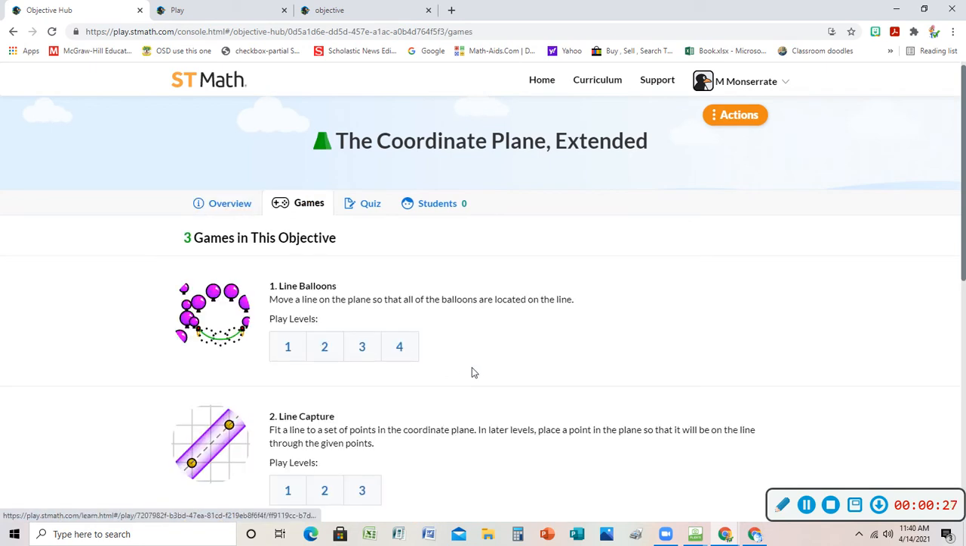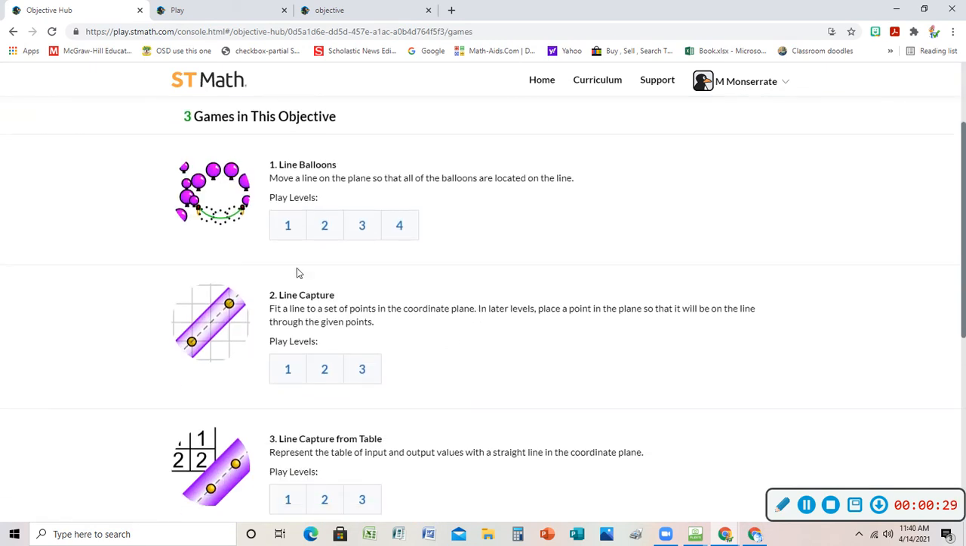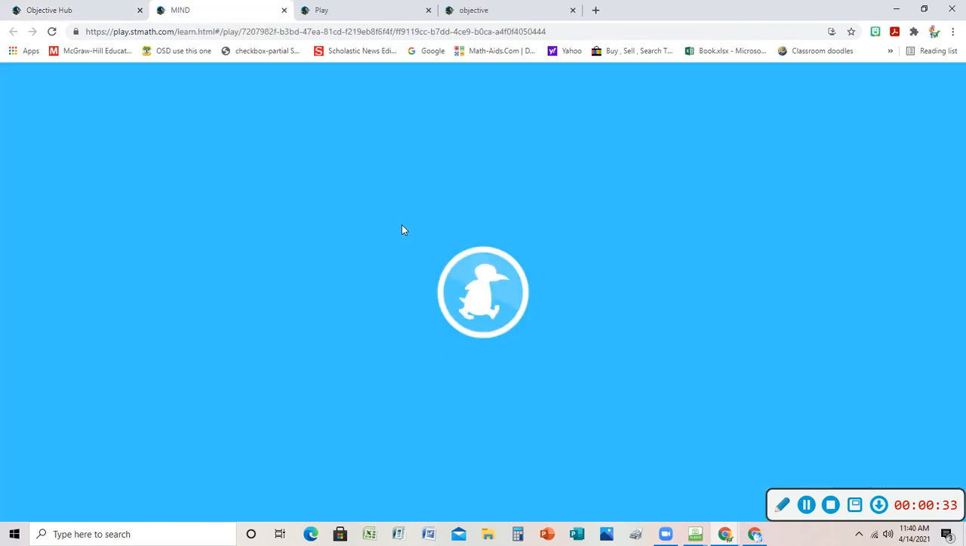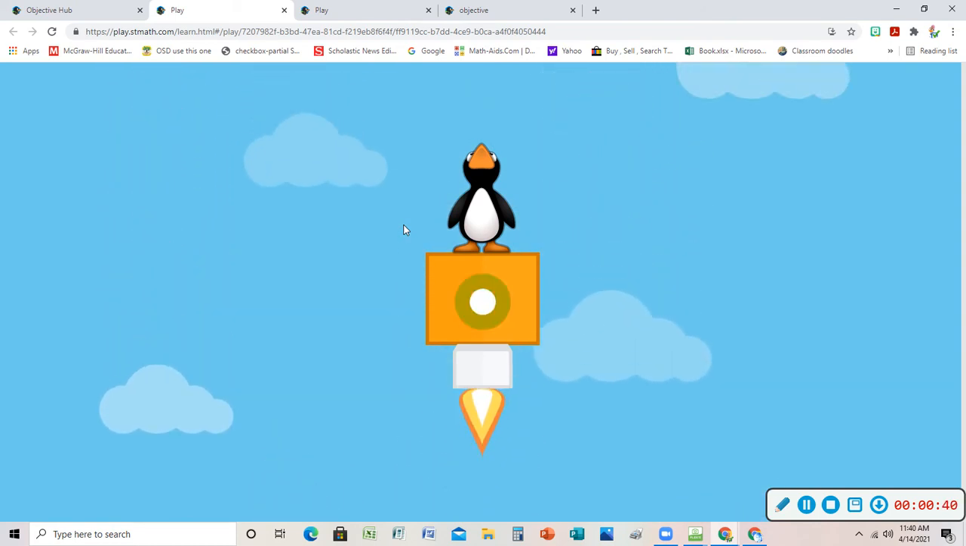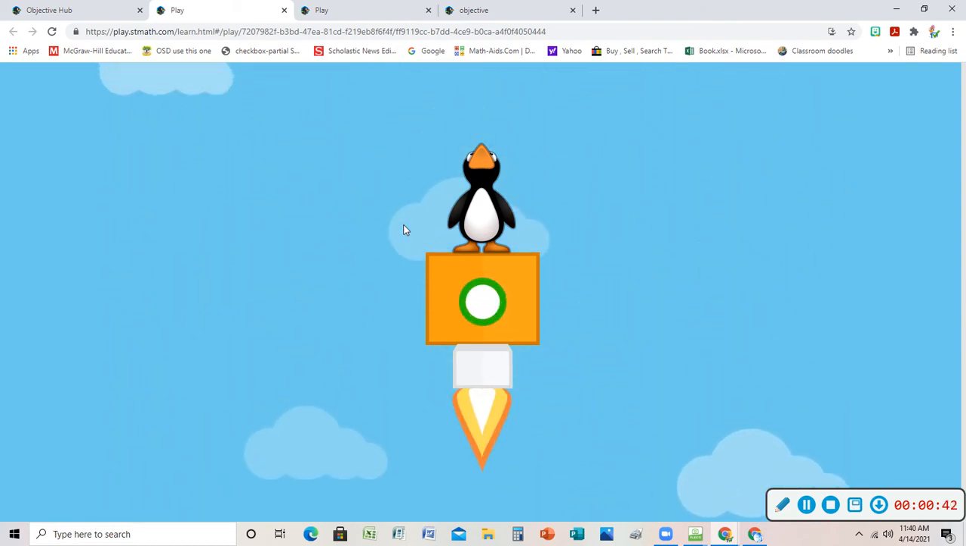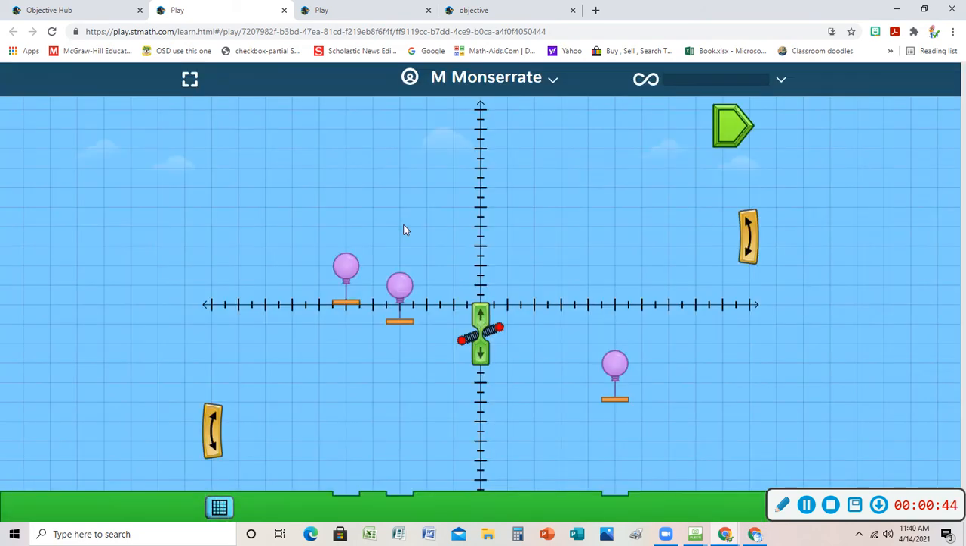Let's see what games we have here. We have line balloons. Oh, that looks fun. But let's do the 4th level of these line balloons. Alright, so what the heck does this look like?